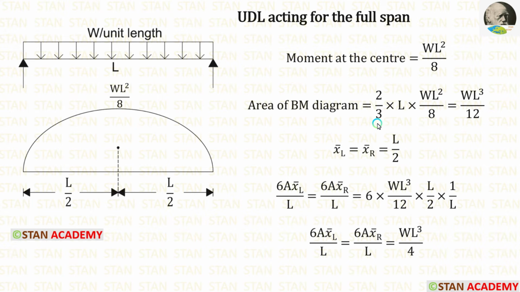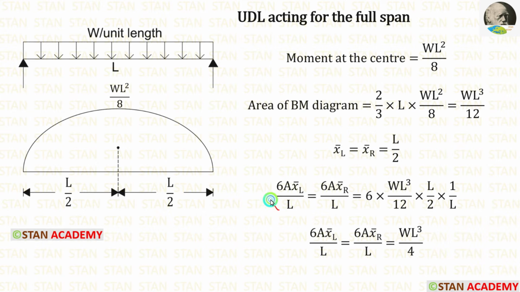The formula for area is 2 by 3 into breadth into height. The breadth is L, the height is WL square by 8. Finally, we are getting WL cube by 12. This is a symmetrical diagram. So, the centroid lies at a distance of L by 2 from the right side and left side. So, x bar left and x bar right are having the same value, L by 2.